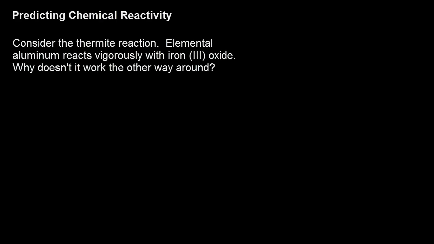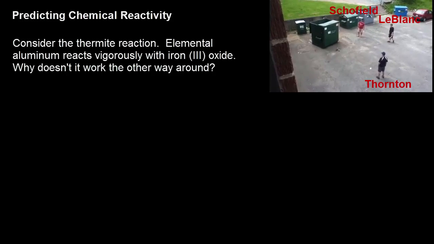So how can we predict chemical reactivity? Let's have a look at the thermite reaction here. This is where aluminum reacts quite vigorously with iron(III) oxide. We want to know why it doesn't work the other way around.